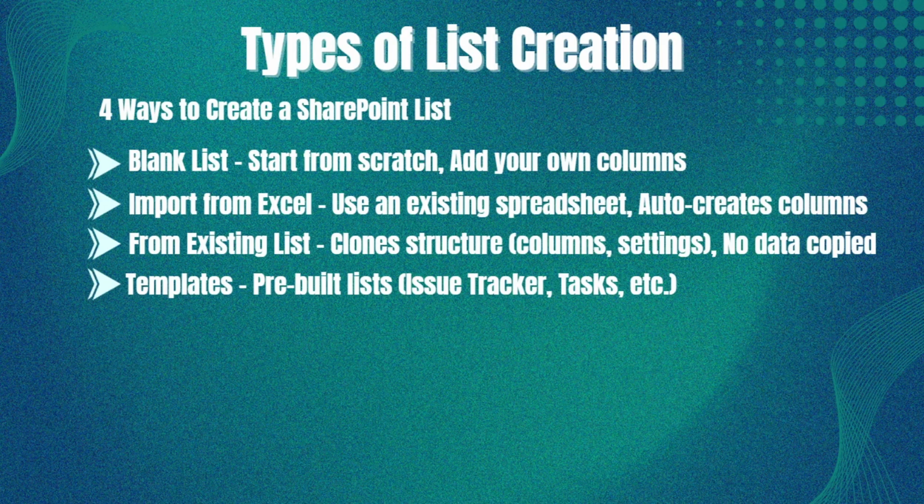Third, from existing list. You use this when you want the same column structure again. For example, you already have a project tracker for 2024 and want the same structure for 2025. So simply copy the structure. And the last one is templates. SharePoint provides ready-made lists like issue tracker, task, event itinerary, or employee onboarding. These come with pre-built columns so you can use them immediately. In today's demo, I'll show the three most common methods: blank, Excel, and templates.